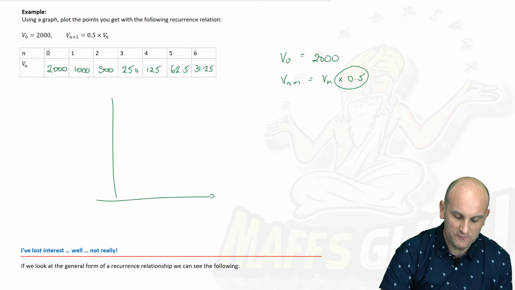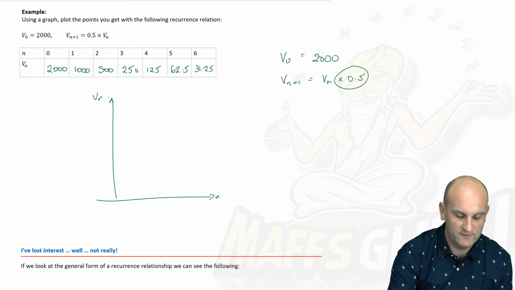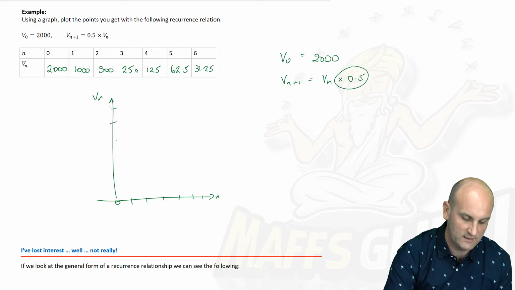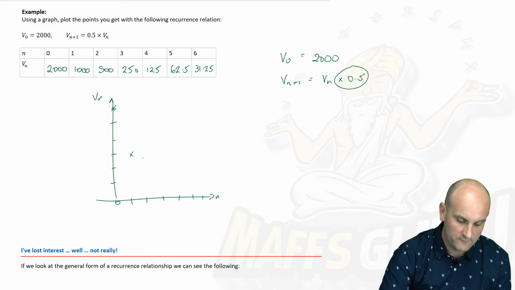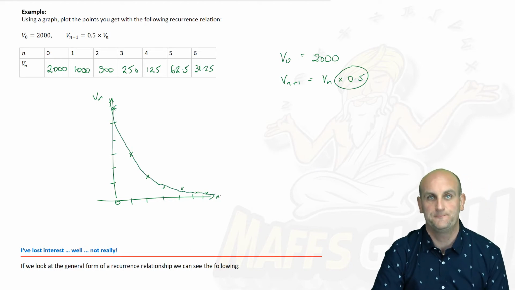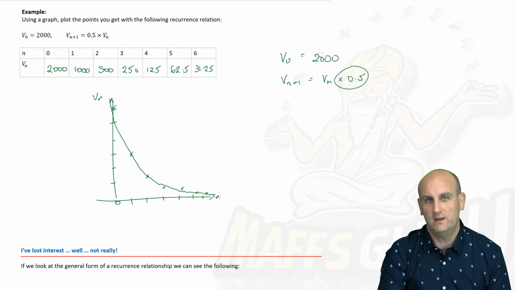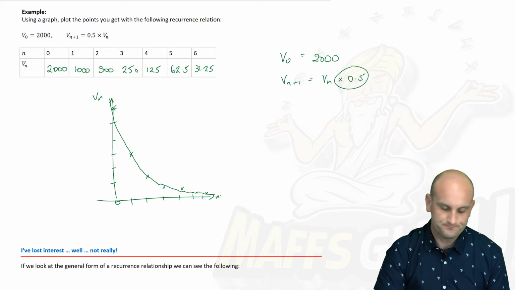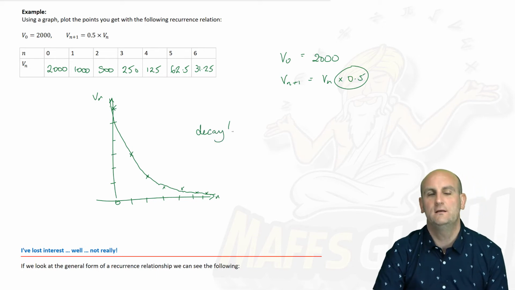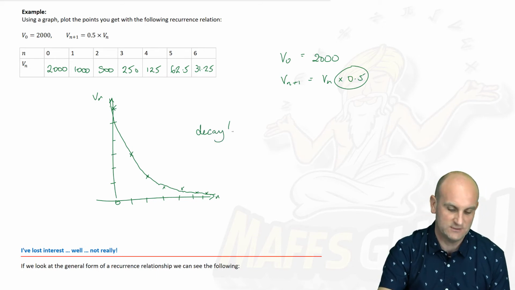Again, here is my value of N going up, and here is my value of V of N. And 0, 1, 2, 3, 4, 5, 6, and these are all my values coming down. So let's say that was 2,000. This one would be half, this one would be half, and half, and half, and half. And once again, ladies and gentlemen, what do we notice? Well, it's definitely not a straight line, so it's not linear. And when it's not linear, we call it geometric. So in this case, this would be geometric decay.